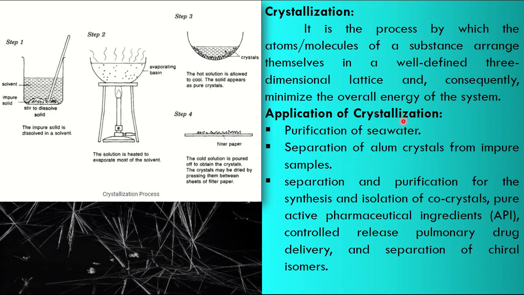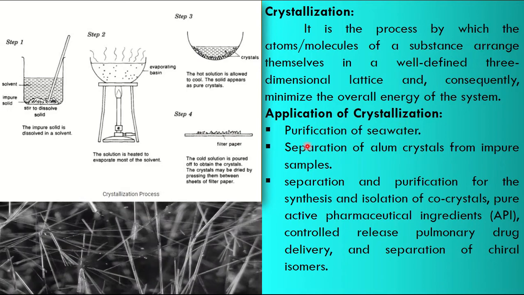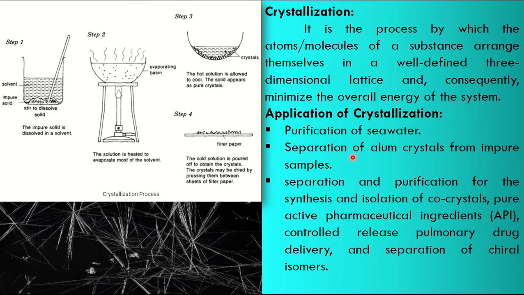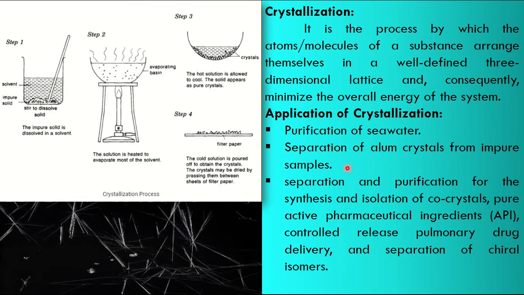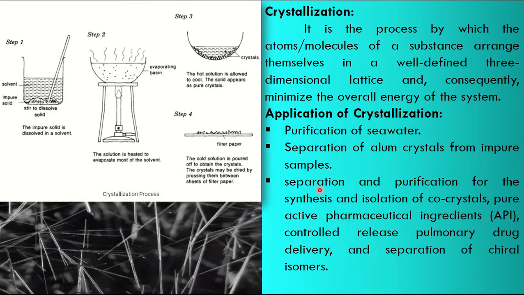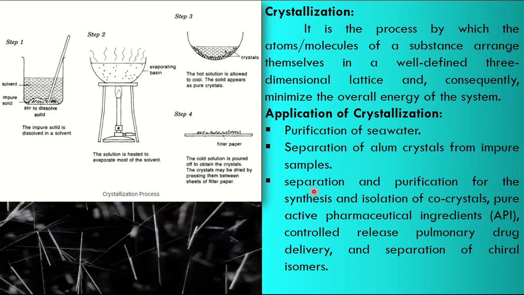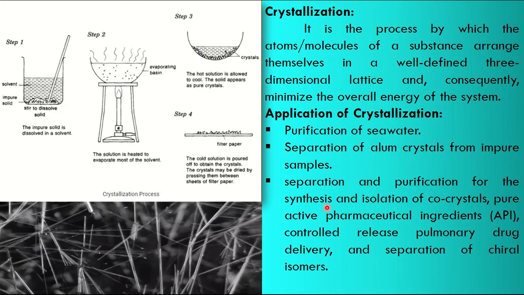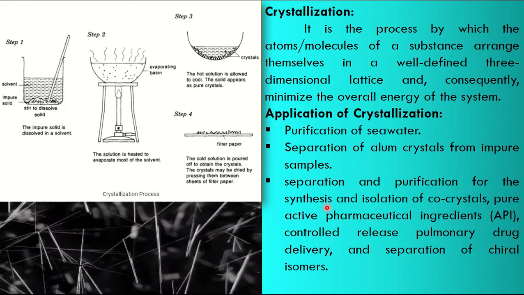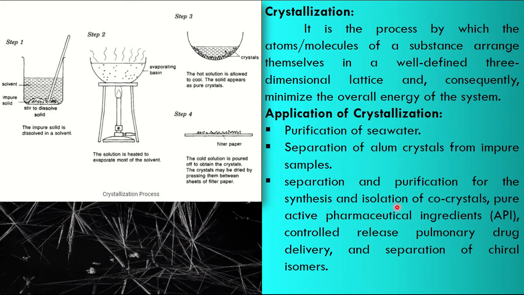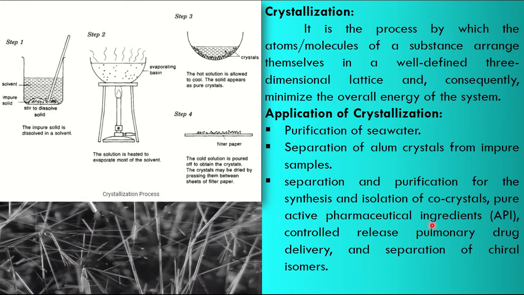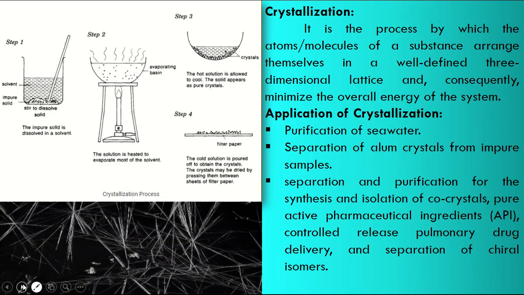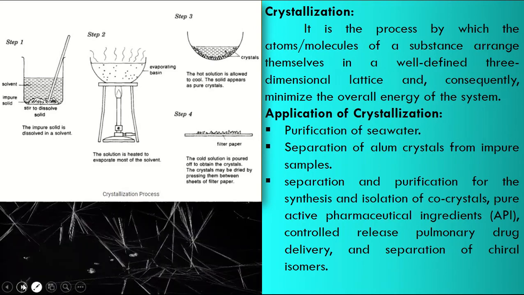Application of the crystallization process: it is mainly used for the purification of seawater and also used to separate alum crystals from impure samples. It is also used for the separation and purification of many compounds in the pharmaceutical industry, and also for the synthesis and isolation of co-crystals, pure active pharmaceutical ingredients, and to separate chiral isomers.